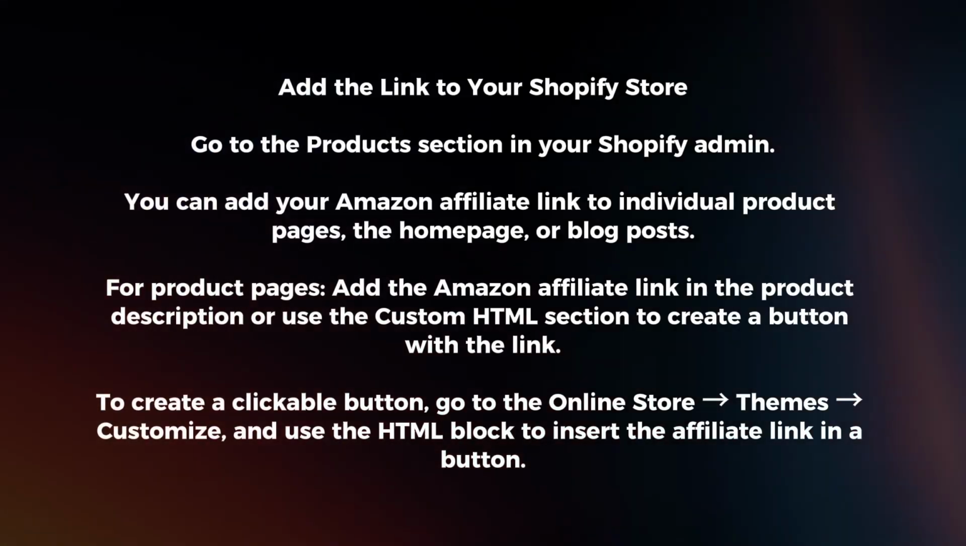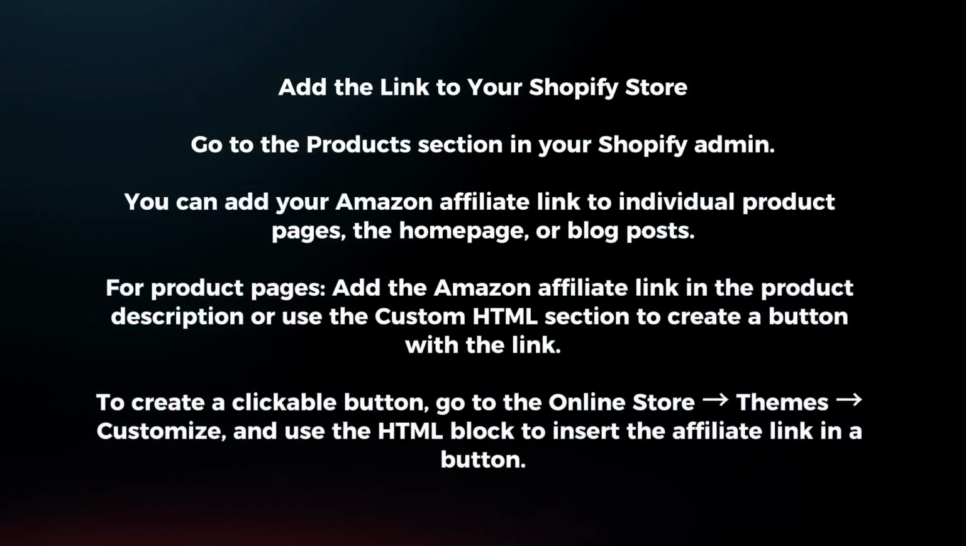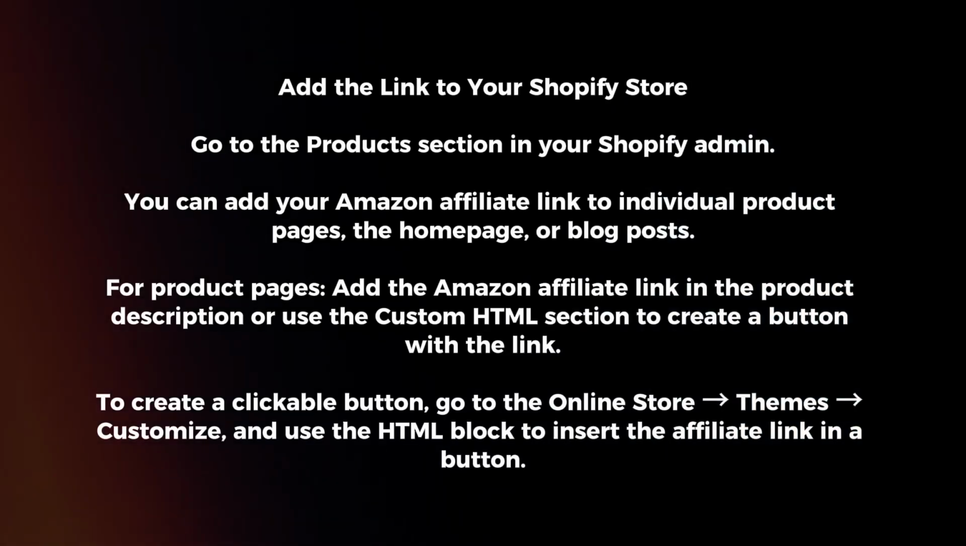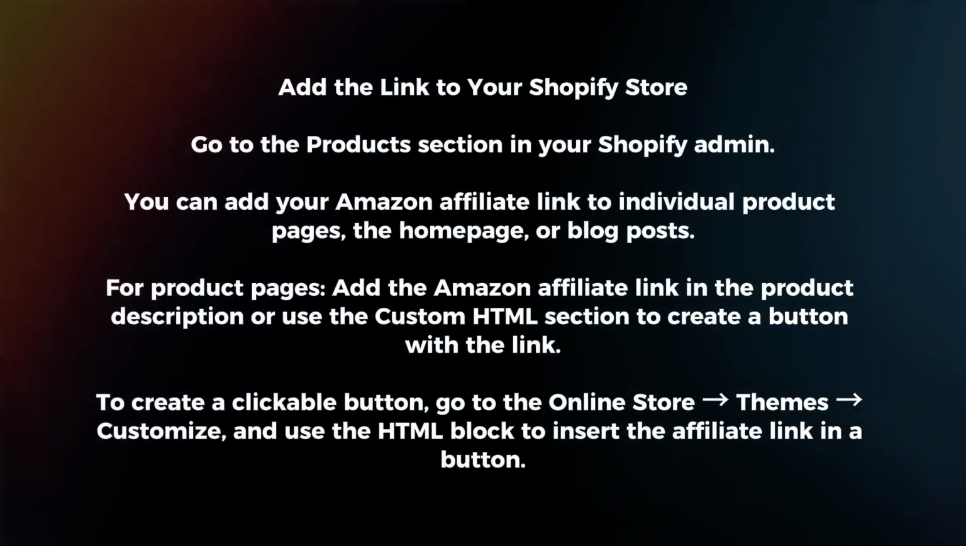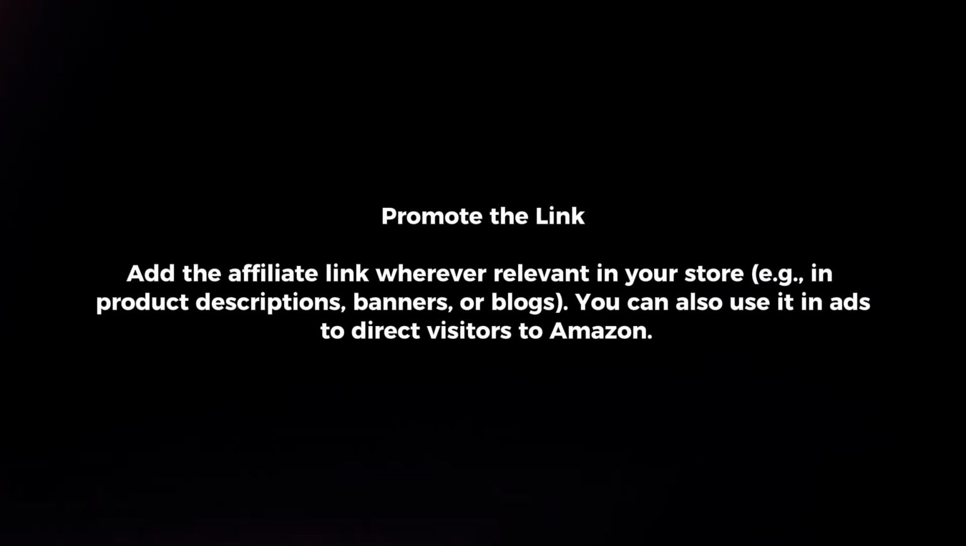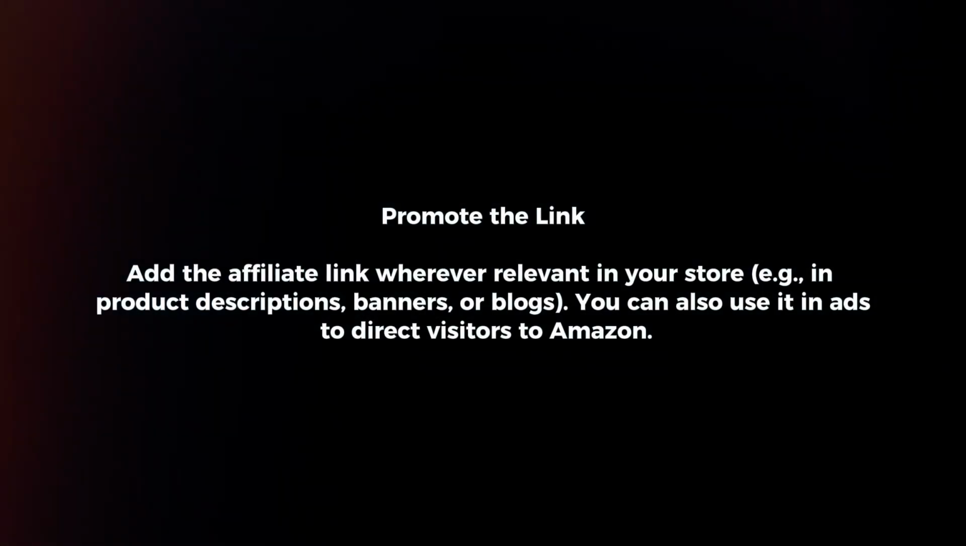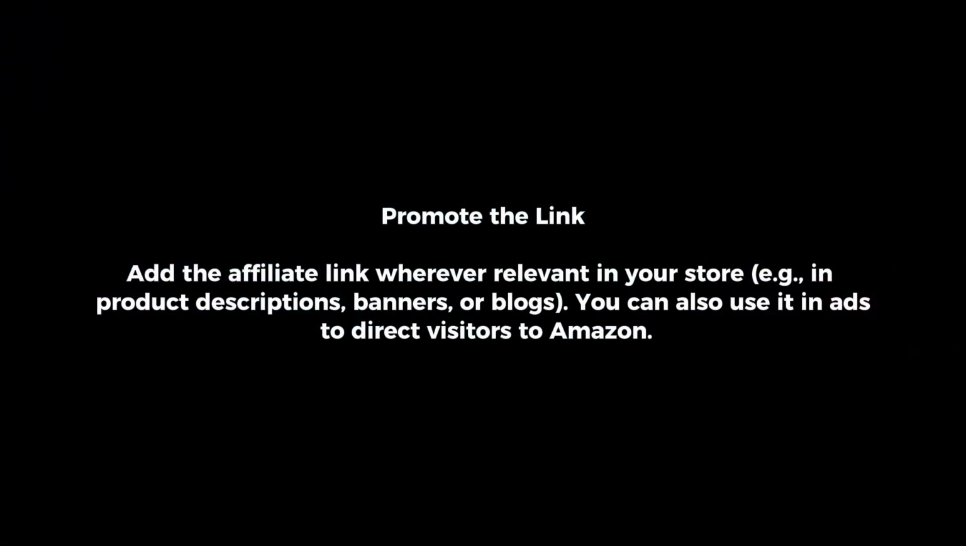To create a clickable button, go to the online store, Themes, Customize, and use the HTML block to insert the affiliate link in a button. Promote the link. Add the affiliate link wherever relevant in your store. You can also use it in ads to direct visitors to Amazon.